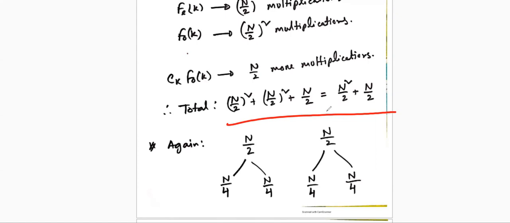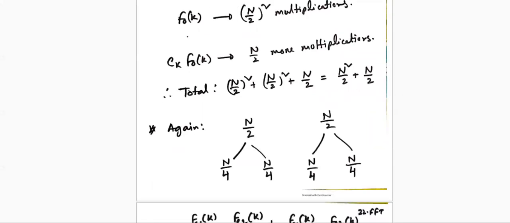The total multiplications. I'm not sure whether I have missed that. It should be, yeah, it's okay. N square by 2 plus n by 2. That is the total multiplication. Previously, it needed n square. So definitely this is downgraded.